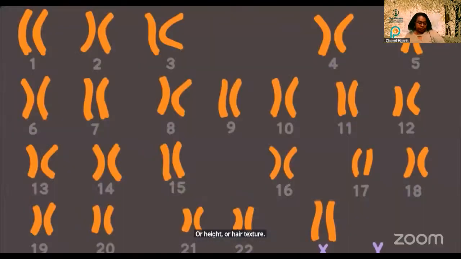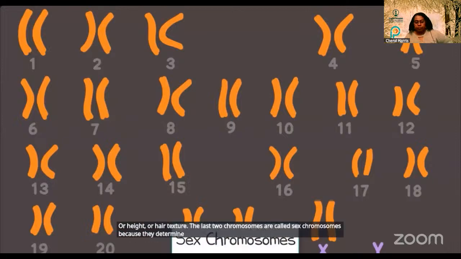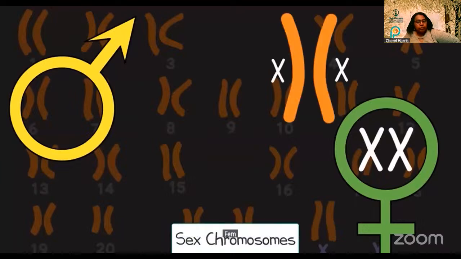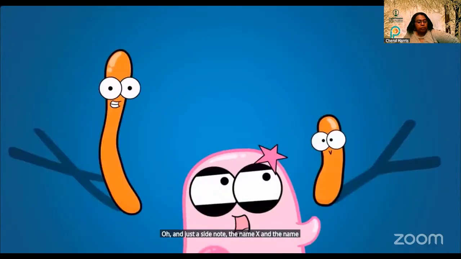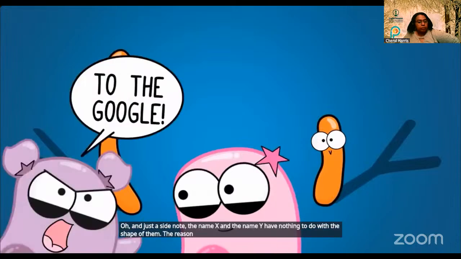The last two chromosomes are called sex chromosomes because they determine biological sex. Females have two X chromosomes, males have one X and one Y chromosome. Oh, and just a side note, the name X and the name Y have nothing to do with the shape of them. The reason is an interesting topic to look up, though.